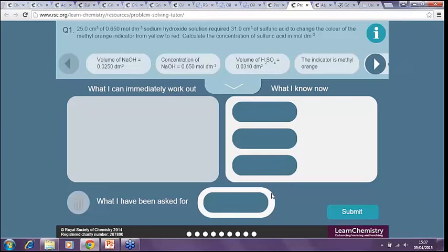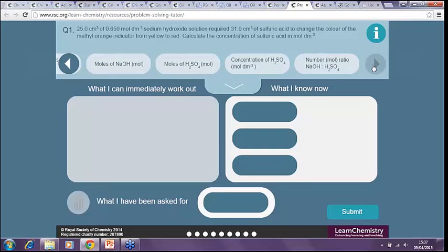Okay, so can somebody tell me what is the question asking me to work out? Looking at these options up the top, which one should I drag into the what have I been asked for? We had lots of nice answers before. Is this one a bit trickier? There we go, someone's answered. So the concentration of sulfuric acid. So here we go, we'll drop this one down here.